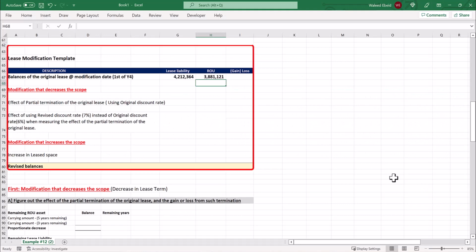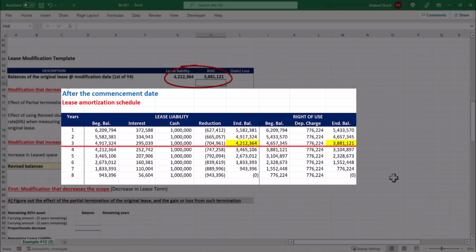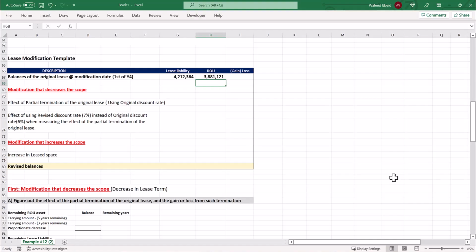This is the lease modification template that we will use in our calculations. Here are the pre-modified balances of the lease liability and the right-of-use asset at the end of year 3, the date of modification. Then we will start first with the modification that decreases the scope of the lease. The effect of the partial termination of the original lease is recognized by calculating the reduction in the carrying amounts of the lease liability and the right-of-use asset for that termination, then figuring out whether we have a gain or loss from the termination.